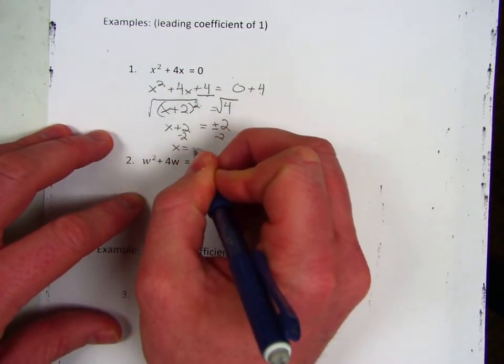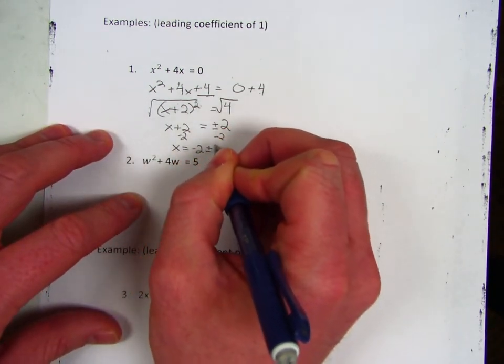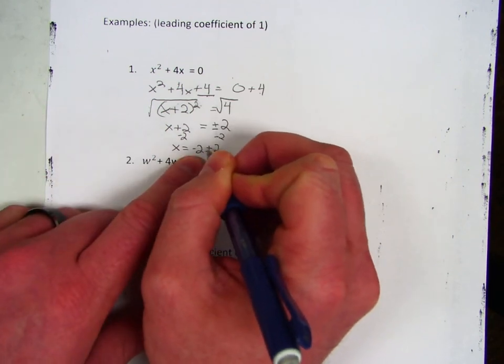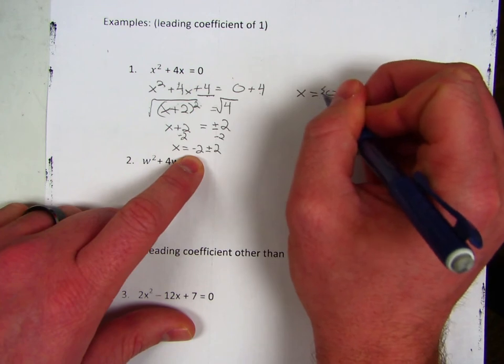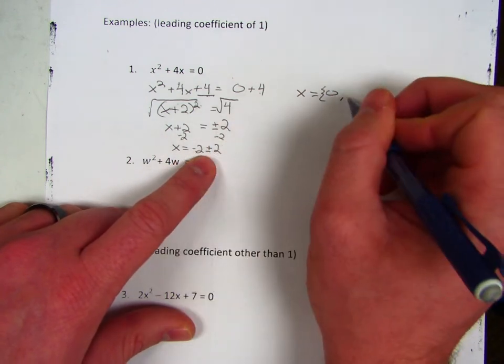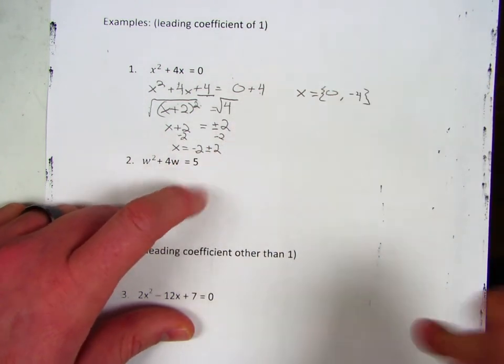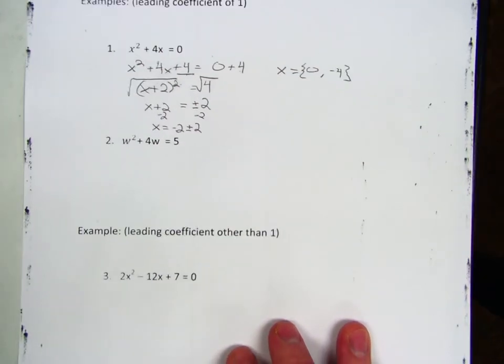So I have x equals negative 2 plus or minus 2. And so I've got to consider both roots. Negative 2 plus 2 is 0, and negative 2 minus 2 is negative 4. Let's do our next example.